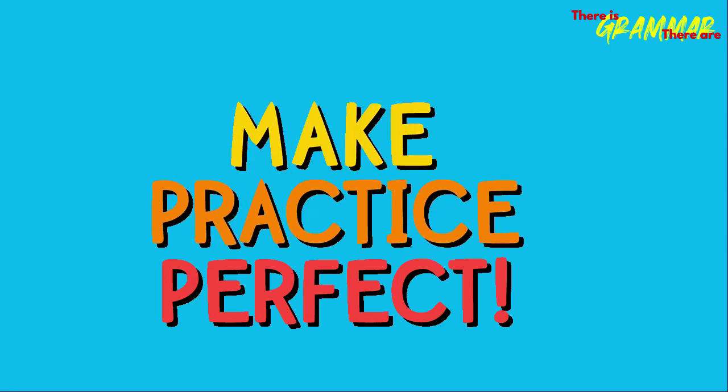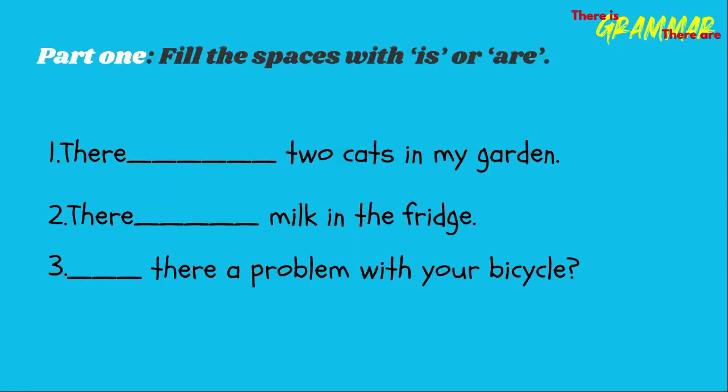Practice makes perfect. Now let's make practice perfect. Part 1. Fill the spaces with is or are. So you have to fill in these spaces with the correct helping verb with there. For example, number 1, there blank 2 cats in my garden. Number 2, there blank milk in the fridge. And number 3, there blank a problem with your bicycle.